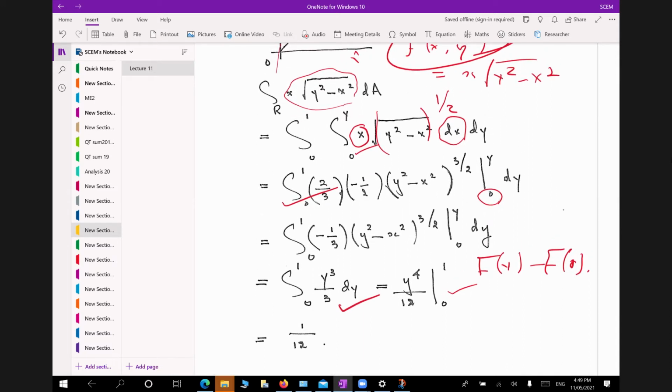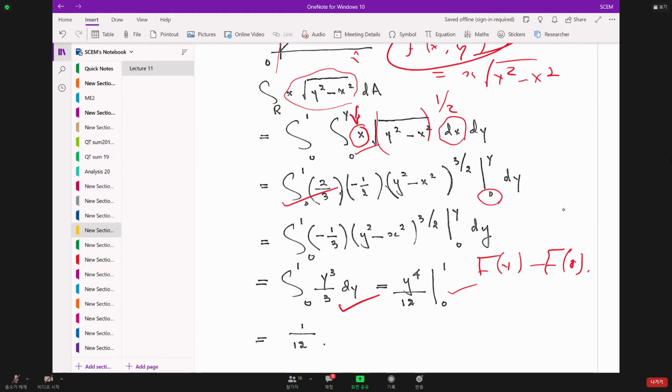So the good thing here is that when you're using a type 2 region, this x out here is so convenient. But if you're integrating with respect to y, your x is a constant, then the square root of y squared minus x squared is a table integral. You have to check the tables. It's not standard. It takes a fair bit of work, with logarithms and all that stuff. But they are table integrals anyway.